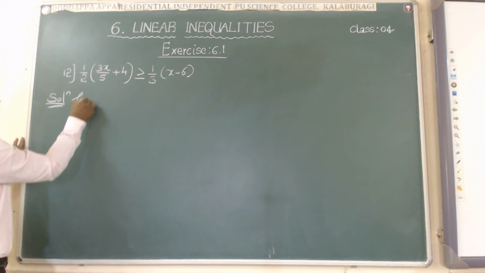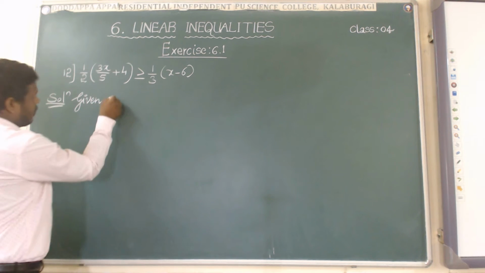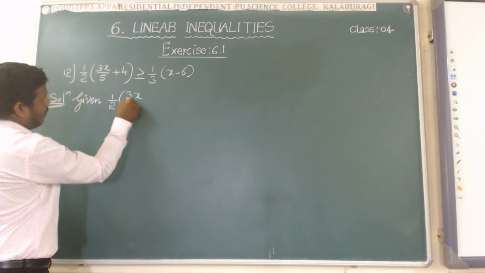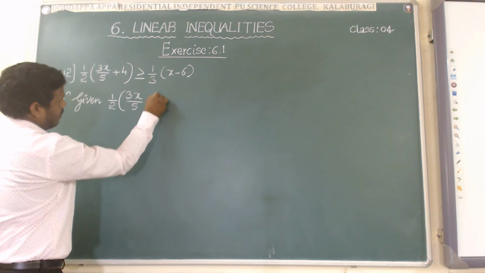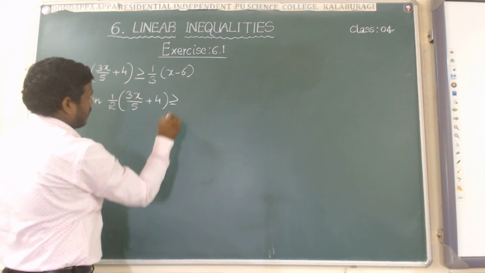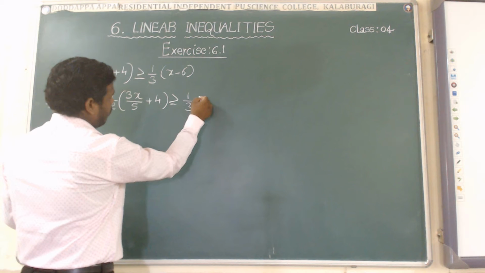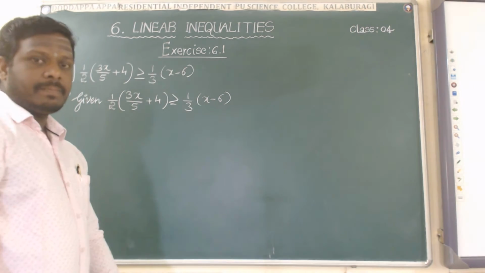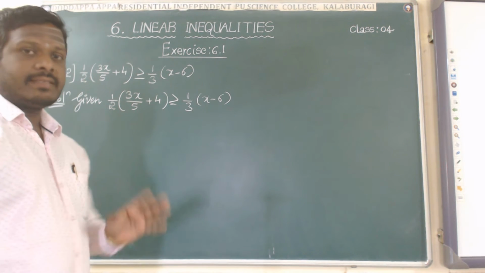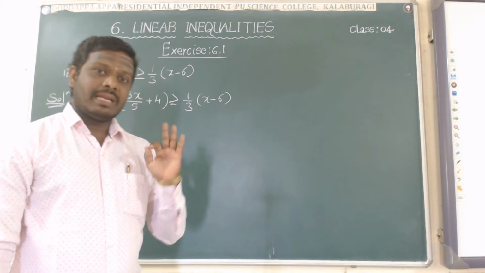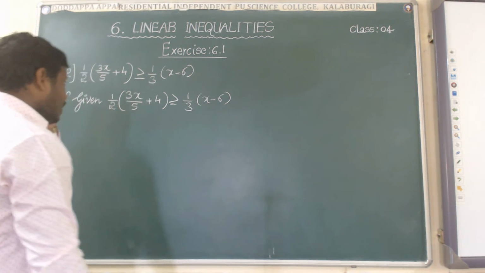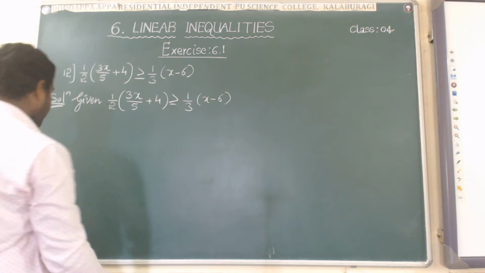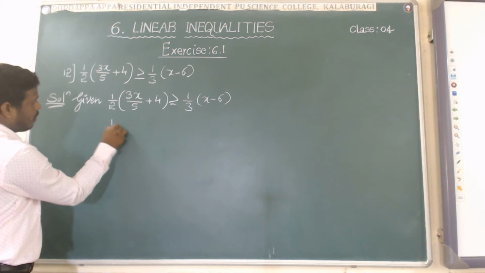I will write the given: 1 by 2 of (3x upon 5 plus 4) is greater than or equal to 1 by 3 of (x minus 6). We have to find x, a real number. Now we have to simplify inside the bracket first, from the LHS side. I will write 1 by 2 outside as usual.